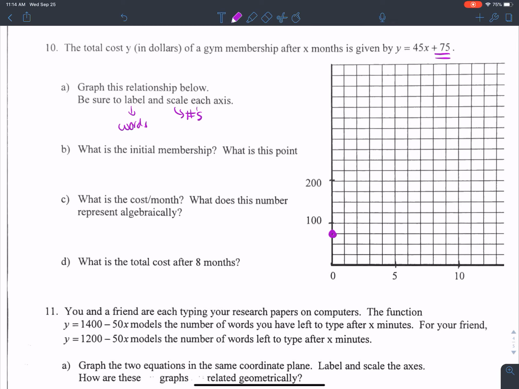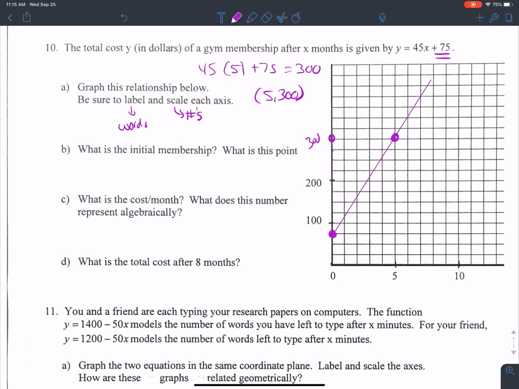We have to approximate going up 45 and over 1, which is sometimes hard to do. So maybe we should just plot another point. So you might want to plug something in like, I don't know, I'm just going to pick 5. If I plug in 5 for the x value, this turns out to be 300. So we'll just have this other point, 5, 300. So as long as we have 2 points, we can always connect our dots to make a line. So we graph the equation.